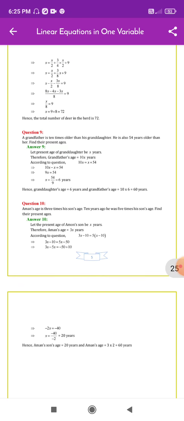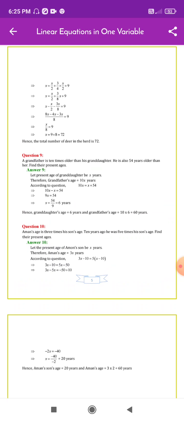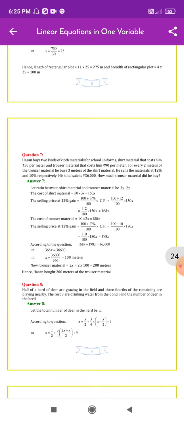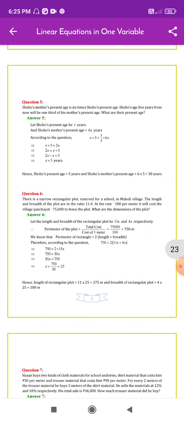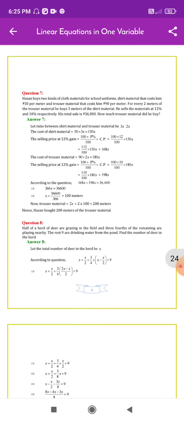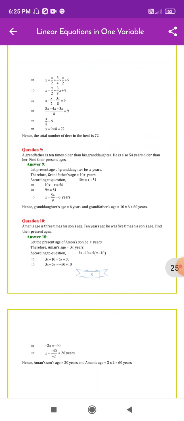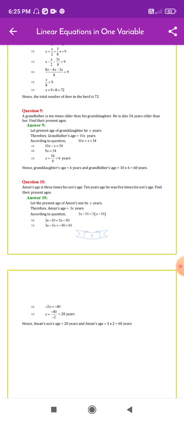So let us see. A grandfather is 10 times older than his granddaughter. He is also 54 years older than her father. See, this question is almost the same as the question we had done here, question number 5, it is similar. Question number 5: a grandfather is 10 times older than his granddaughter. He is also 54 years older than her father. Find their present age. So the question is asked, find the present age.